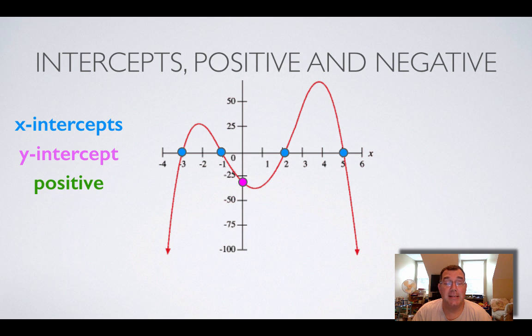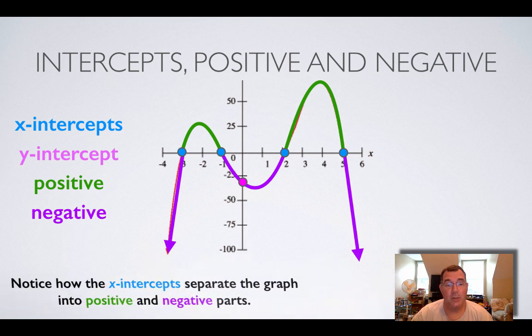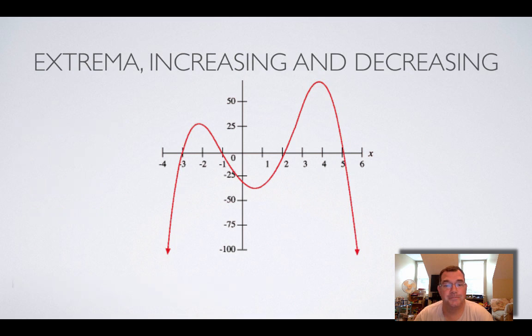The graph is positive anywhere that it goes above the x-axis. So I've labeled those with green parts of the curve. Those are the spots on the graph that are above the x-axis, and the negative spots are everywhere else where it's below the x-axis. What you should notice is that the green and the purple are always separated by a blue dot. What that means is the x-intercepts separate the graph into the positive parts and the negative parts.